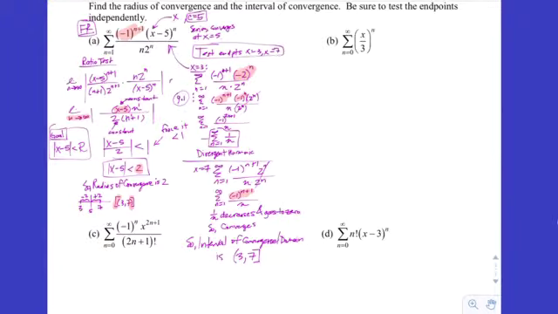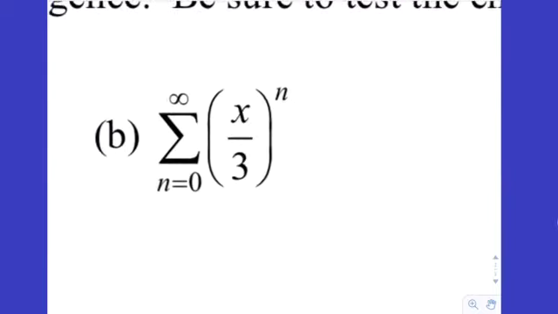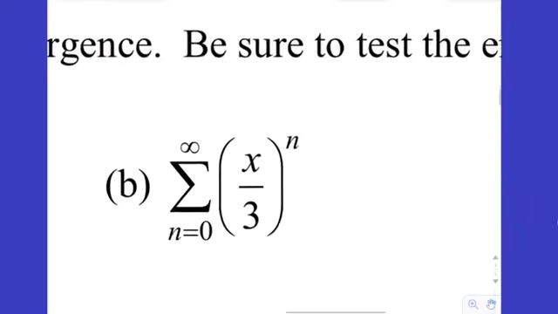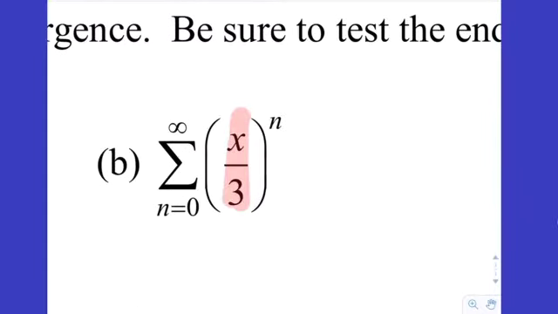All right, any comments or questions on that? All right, let's go ahead and do the rest of them. This one here, x over 3 to the nth power. You might recognize these right away as something else, and you wouldn't have to use the ratio test. What do y'all notice about having a fraction to the nth power? It looks like it could be what?